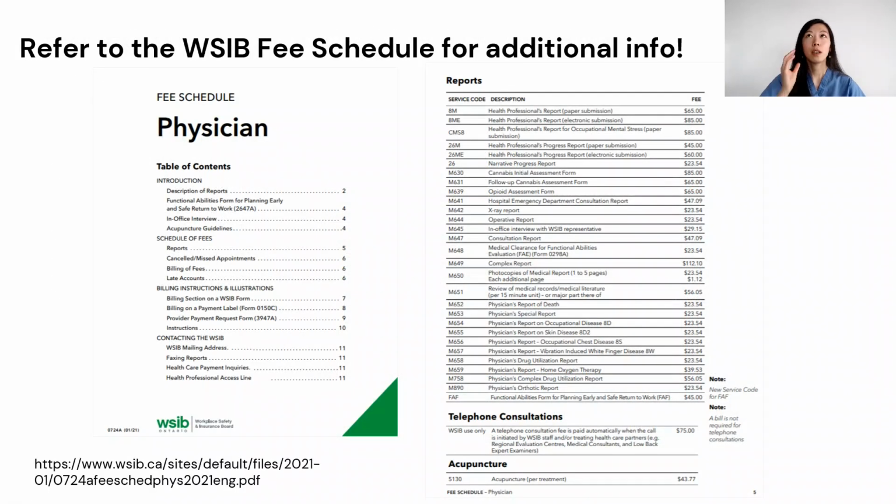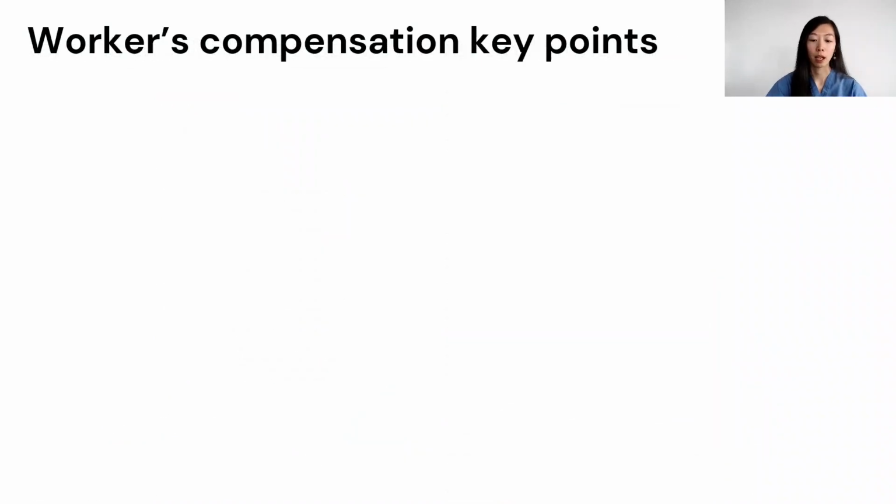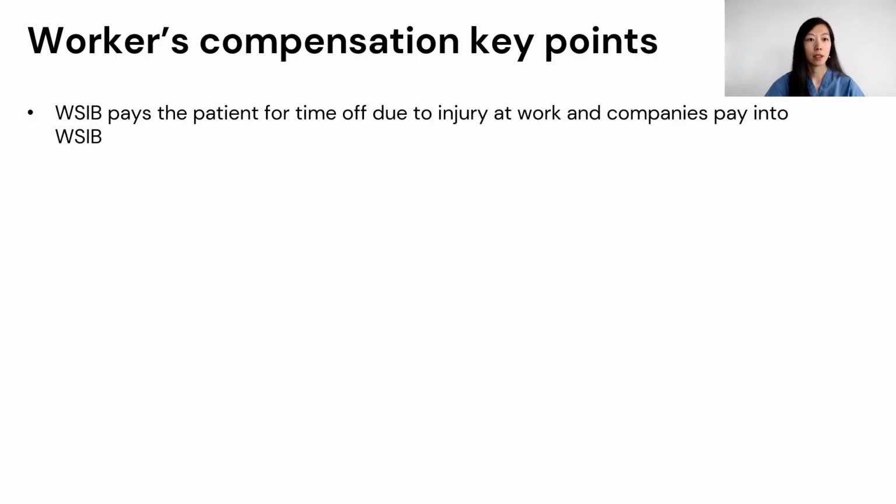And so the WSIB has their entirely own fee schedule as well, and their own guideline. And so I have linked it here for your reference. And there's a lot of different forms that you can fill out for WSIB, which I've kind of screenshotted here and how much they pay. And just some key points that a lot of people have recurrent questions about when it comes to WSIB is, remember, the WSIB pays the patient for time off due to injury at work.